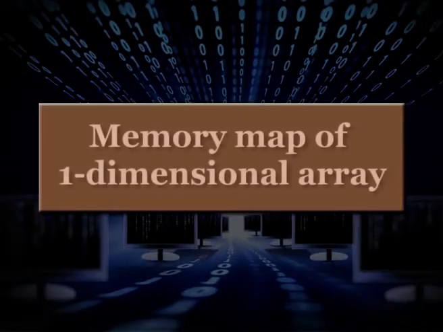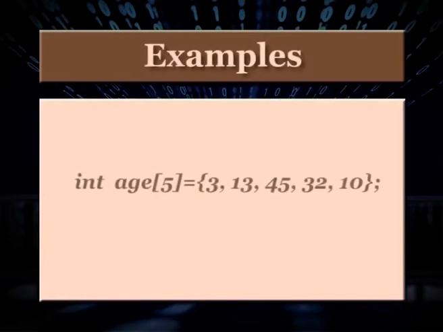But how are these values stored in computer memory? Let's see this also. Memory map of a one-dimensional array. Consecutive memory locations are reserved in memory as soon as the array is declared. The number of bytes reserved depends on the type and size of the array. For example, int age[5], in this case, when the array element has int data type, then 10 bytes are immediately reserved in memory because each of the 5 integers would be 2 bytes long.